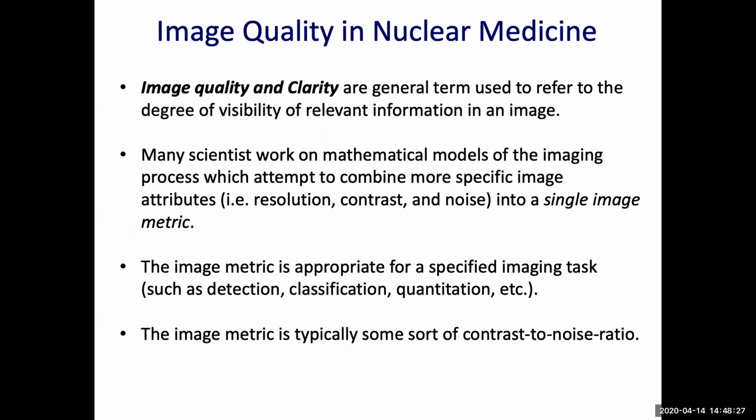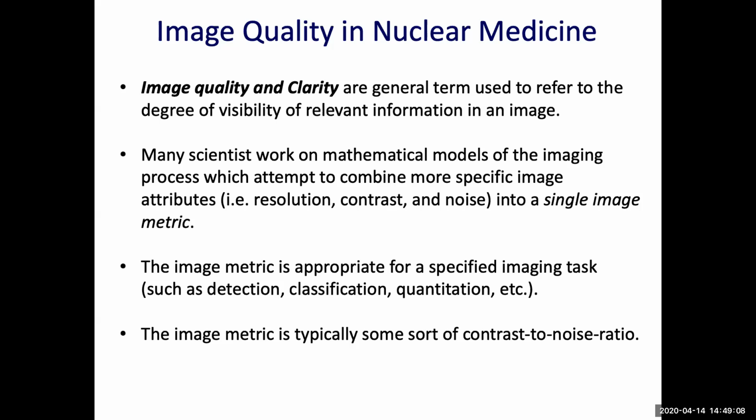Image quality and clarity are general terms used to refer to the degree of visibility of relevant information in the image. So many scientists work with mathematical models to get a specified image task by using image metrics. Image metrics like contrast to noise ratio and signal to noise ratio combine two parameters together to find the image metric, for example how to improve contrast to noise, how to improve signal to noise.